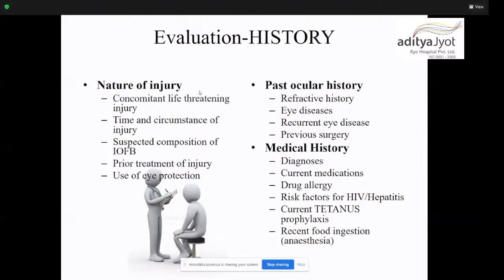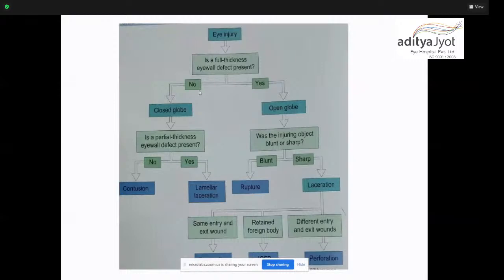It is important to know about the nature of injury, the mode of injury, what the object was, whether it was a blunt object or a penetrating injury. It's very important to take the history properly. And then the medical history: you should ask for risk factors for HIV and hepatitis, the current tetanus prophylaxis, and recent food intake for anesthesia. The history taking should also involve the mode of injury and the type of object involved.